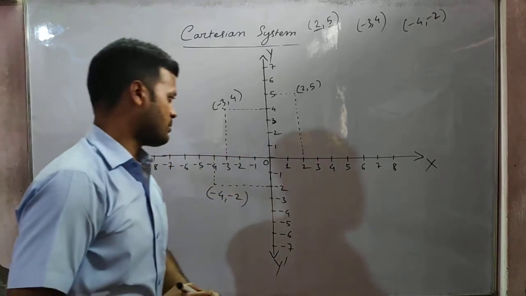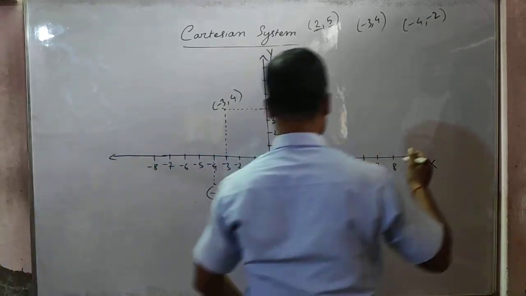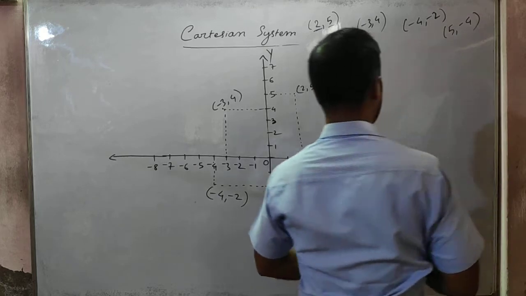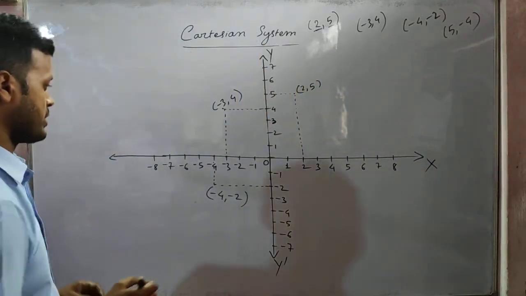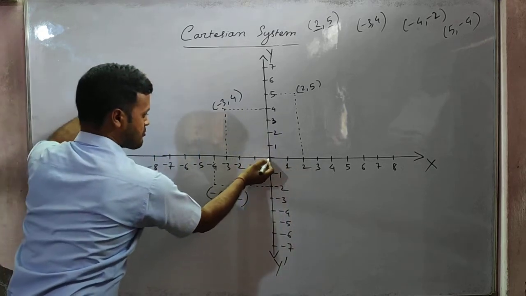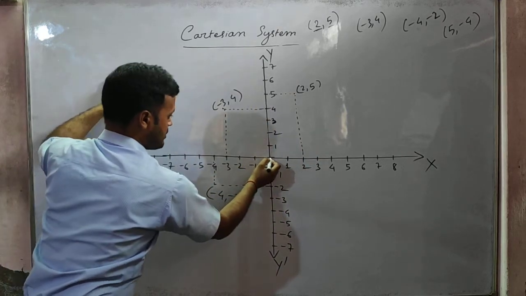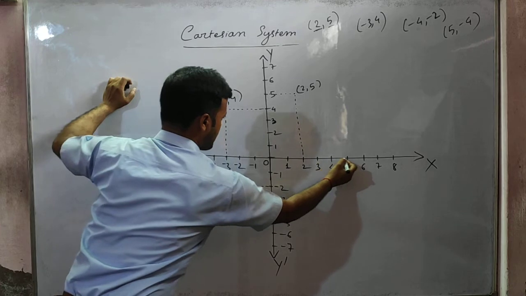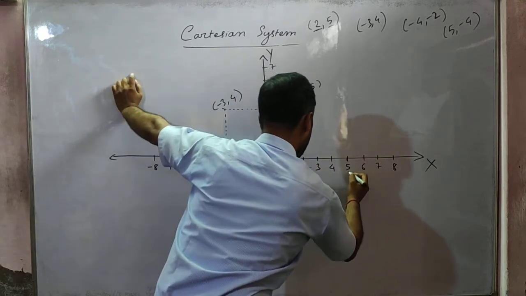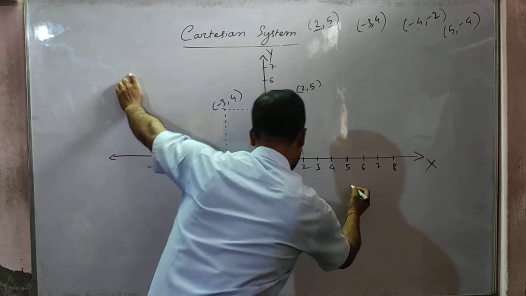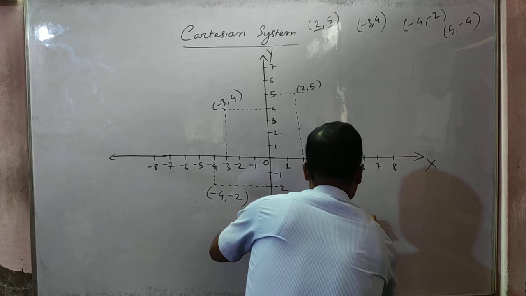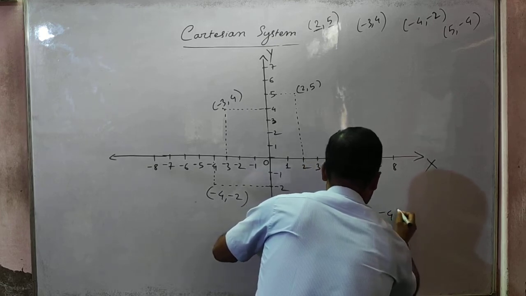Okay, let us look at one more point. Friends, suppose one more point, (5,-4), you want to locate. So let us locate (5,-4). Let us locate from here; always start from here. Okay, x is what? 5. So 1, 2, 3, 4, 5 and minus 4. Minus 1, minus 2, minus 3 and minus 4. Here. (5,-4).